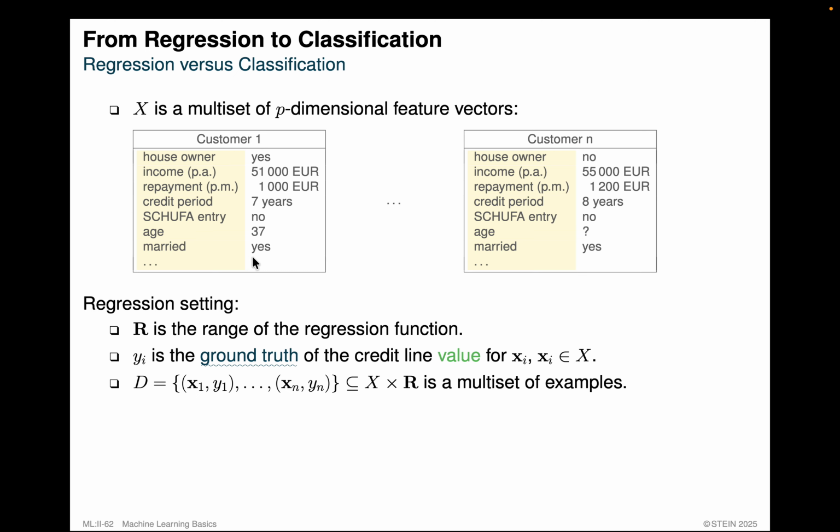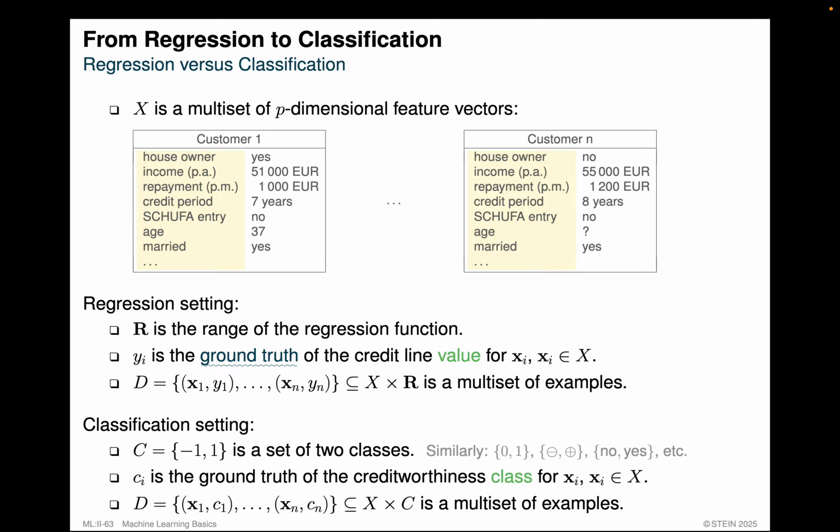we know about them. And we want to do that with a so-called regression function that has a range of the real values. And for each customer that we have in our database, we know a ground truth value for the credit line, which is yi. For the ith customer, we know their credit line. And we are given n examples, and this is our data from which we want to learn.